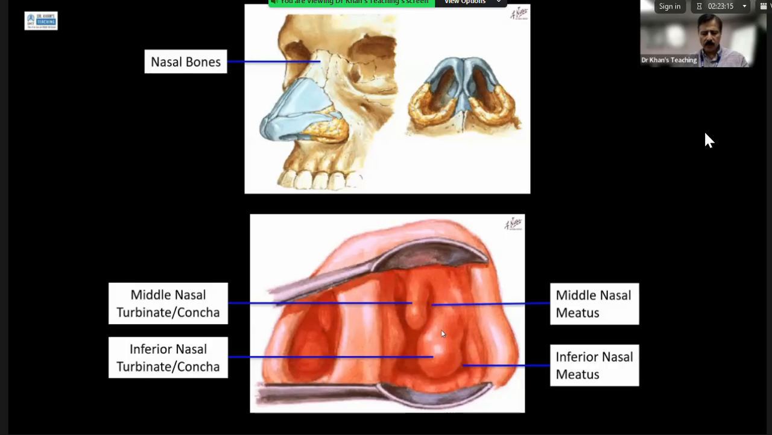Now, key point to remember here, vocabulary-wise, is that this is the middle turbinate, this is the inferior. You can see that inferior is larger. The air space, which is lateral to the middle turbinate, is the middle meatus. This is an extremely important word which you have to remember, middle meatus. Most of the drainage actually happens into this. And here, lateral to the inferior turbinate is the lateral meatus.